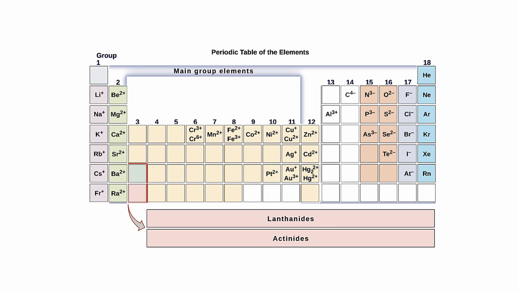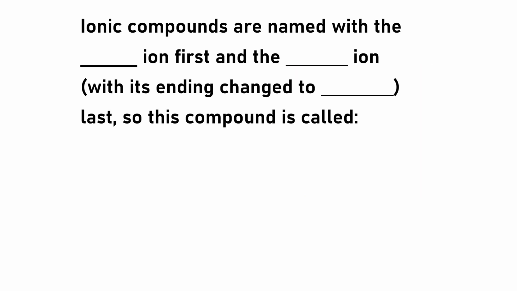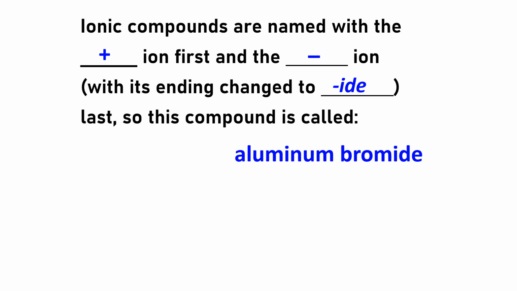Once a compound is formed, how do we name them? They are named with the positive ion first, then the negative ion follows. After that, we change the ending of the negative ion to "ide." In our example, the compound has elements of aluminum and bromine. Therefore, the name of the compound is aluminum bromide. Let's try a few other examples.